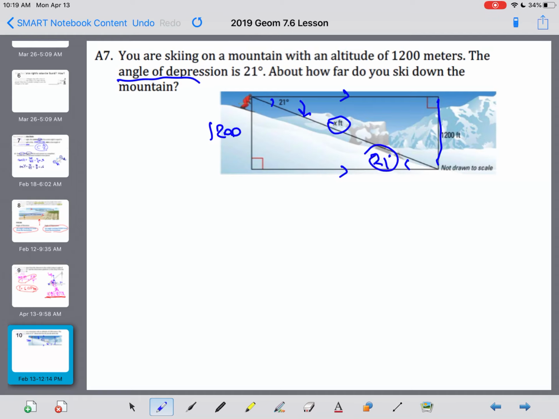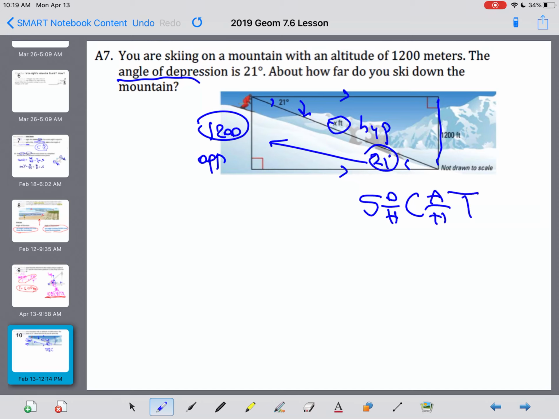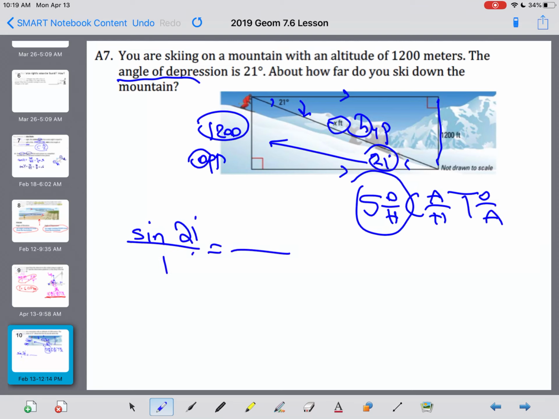So we've got these three pieces. I've got an angle, I've got the opposite, and this is the hypotenuse. So again, if I do my SOHCAHTOA, I have O and I have H, and that's going to be sine. So I'm going to say it's the sine of 21 degrees over 1 equals the ratio of opposite over hypotenuse.